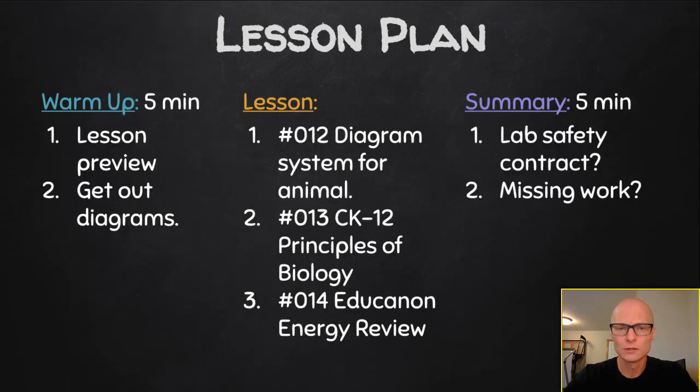Number 12 is a diagram system for an animal. So what I have you do is use Google Draw to diagram, similar to our plant growing system. I want you to identify an animal in its ecosystem and diagram how the needs for that animal are being met. So it's kind of an application of what you learned already.